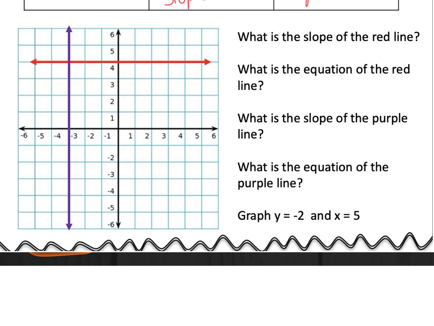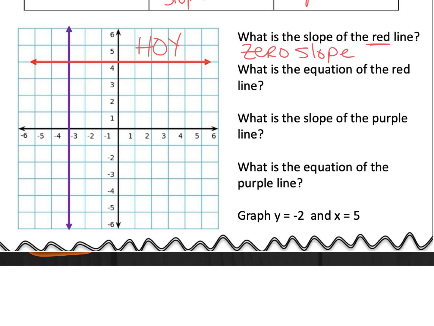So what is the slope of the red line? Okay, so what do you notice about this red line? It is a horizontal line. So let's do this. We're going to write OI. And if I'm asking for the slope, right, tell me again. H is horizontal. O is what? 0 slope. There you go.